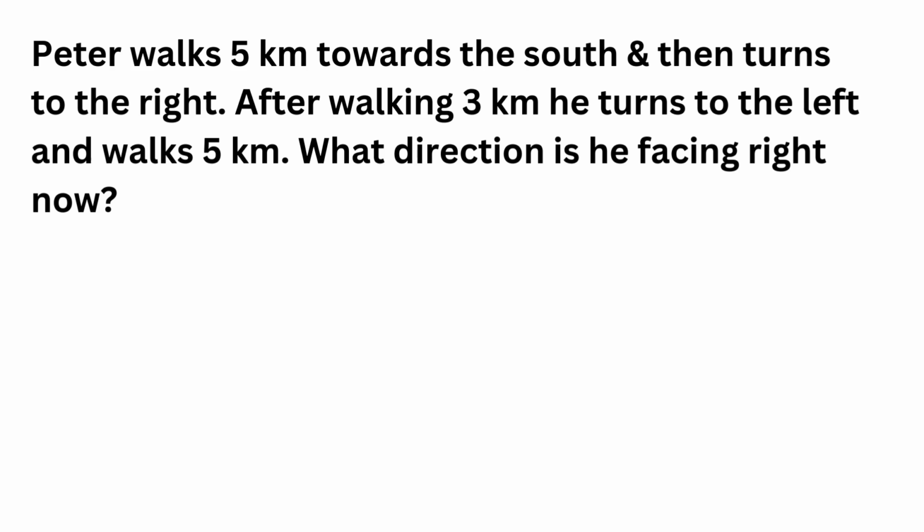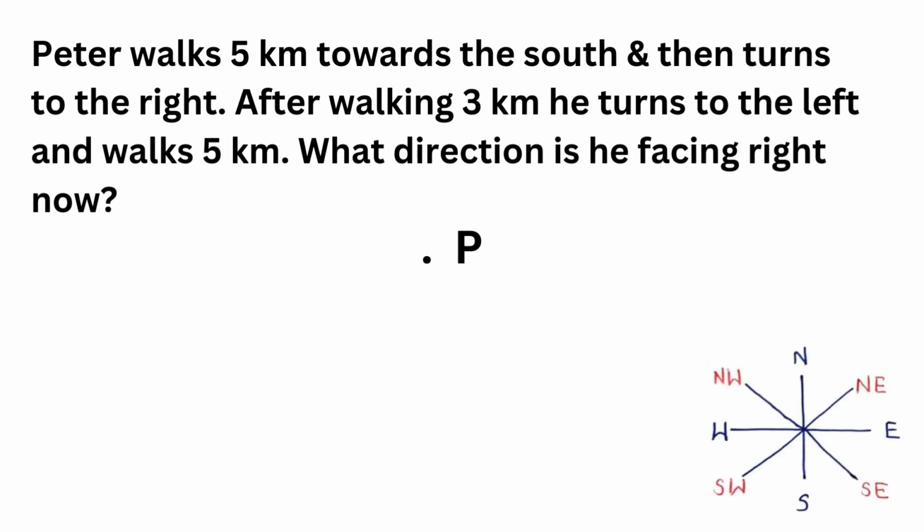The first question is: Peter walks 5 kilometers towards the south and then turns to the right. After walking 3 kilometers, he turns to the left and walks 5 kilometers. What direction is he facing right now? So while solving any question, first you have to draw the starting position. Here we can point it as P. Now draw these one by one. Peter walks 5 kilometers towards the south. South means he moved towards the downward direction and by 5 kilometers. So draw it like that.